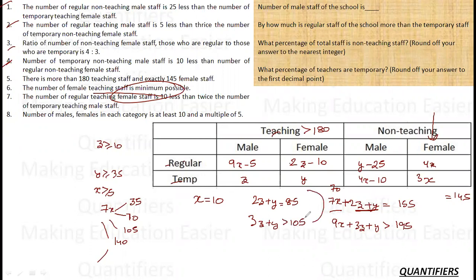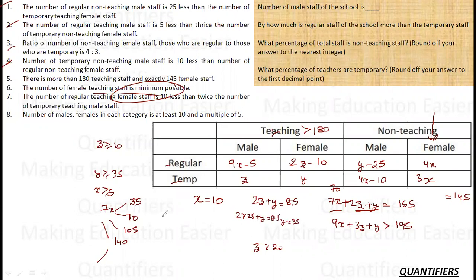Now what can I observe from these two? There is an increment of only z. Only an increment of z has caused this to be greater than 20. If z was 20, this would increase by 20 and become equal to 105, but the total is greater than 105, which means z has to be greater than 20. If z has to be greater than 20, what values can I give to z? Obviously it is a multiple of 5, so z can take 25. In that case, 2 into 25 plus y, and y is 35.